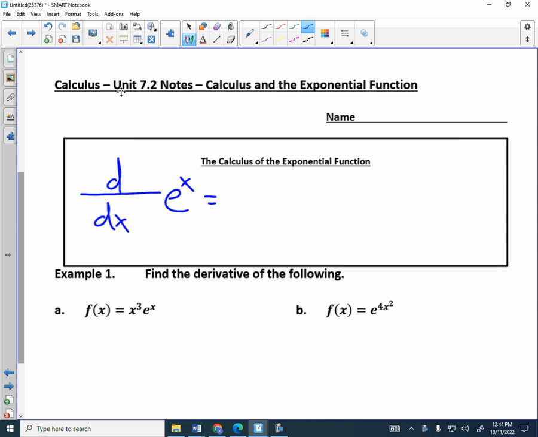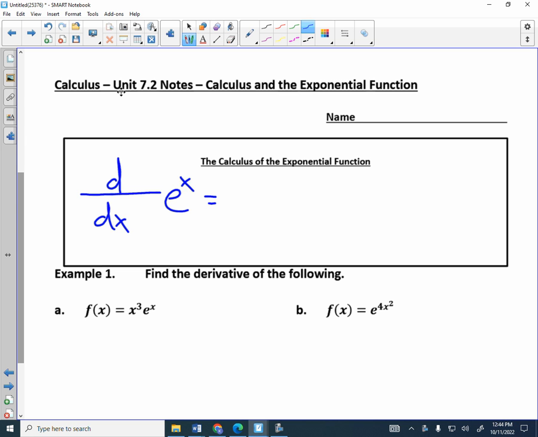Okay, this is your favorite rule of the day. Today, you are going to learn the calculus of exponential functions. So we want to know the derivative of e to the x. E to the x is an exponential function, and here's what's beautiful about e to the x.